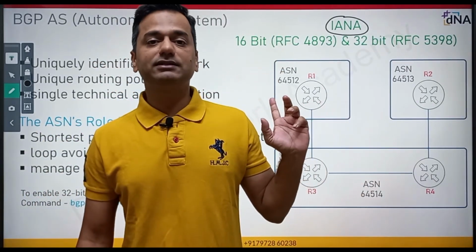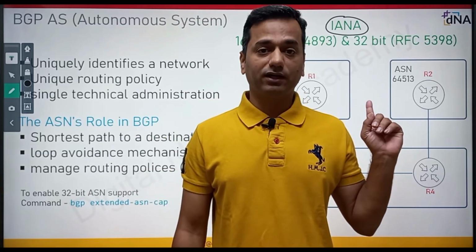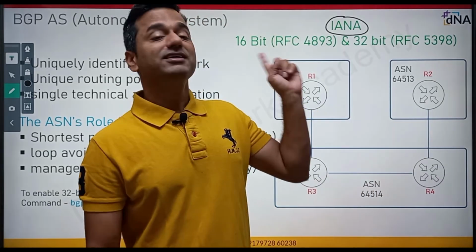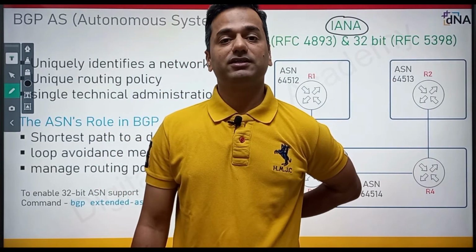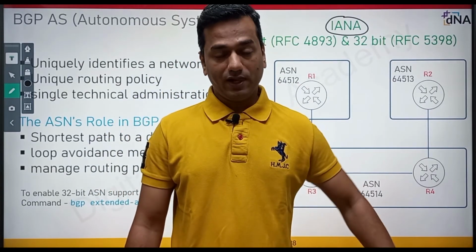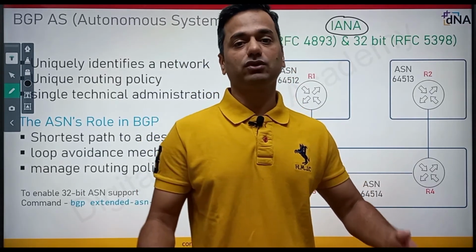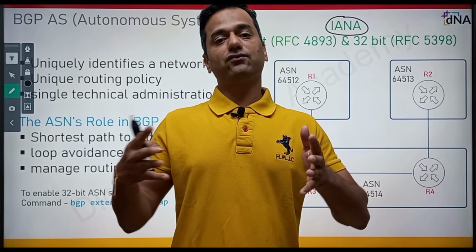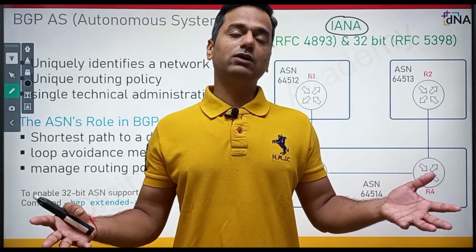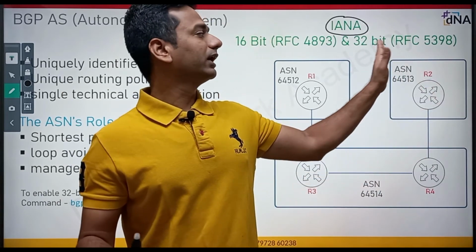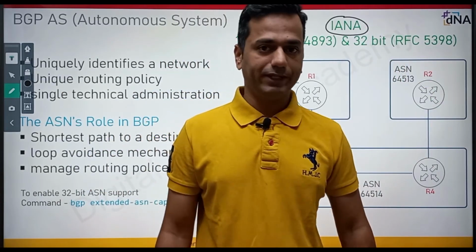Now, AS number 16-bit. When I had my CCNP around 2007, at that time I learned only about the 16-bit ASN number. So it starts from 1 to 65535. If you use 16-bit ASN, you will get 65535 AS numbers, right? But now there is one more option, 32-bit AS number. There are two options nowadays.